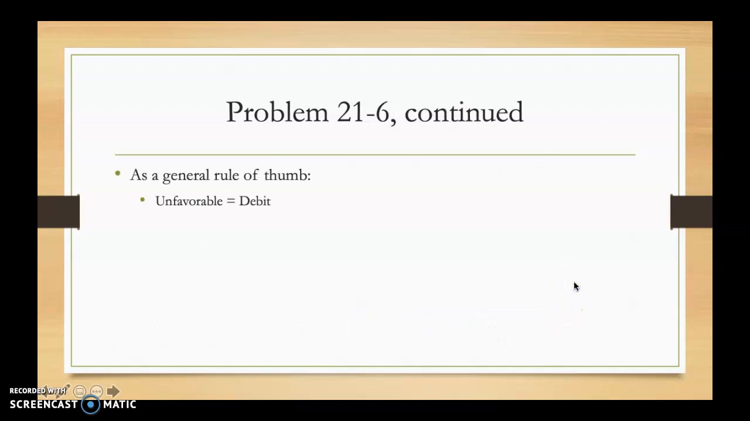As a general rule of thumb, if there is an unfavorable variance, that is going to be a debit, and if it's a favorable variance, it's going to be a credit in the journal entry. So let's get started on these.